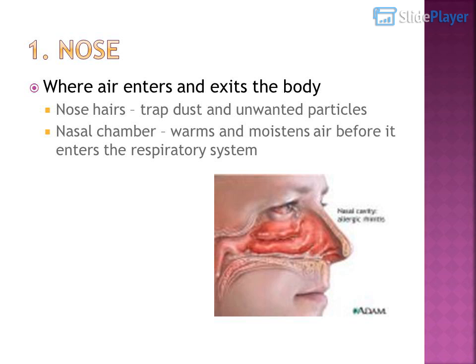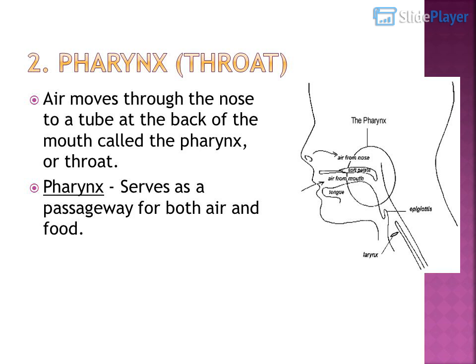1. Nose, where air enters and exits the body. Nose hairs trap dust and unwanted particles. The nasal chamber warms and moistens air before it enters the respiratory system. 2. Pharynx, throat. Air moves through the nose to a tube at the back of the mouth called the pharynx, or throat. The pharynx serves as a passageway for both air and food.